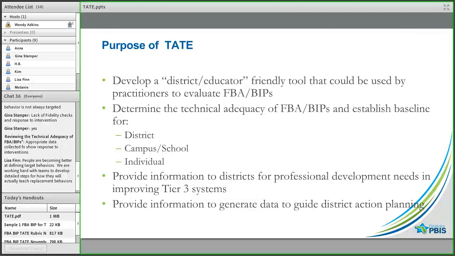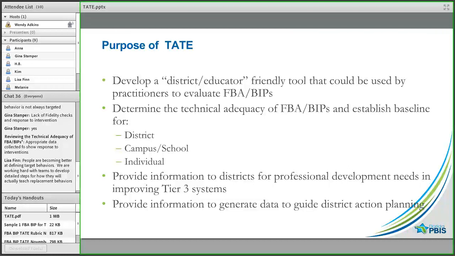So what we wanted to do, though, is we really had a goal of coming up with something that school districts could learn to evaluate and use so that they wouldn't have to depend on USF to come out and do it for them. So we tried to come up with a very district-friendly tool, and this will help districts or campuses or schools or even individuals, if we're coaching someone to learn how to implement FBA BIPs or facilitate them and then see how, if they continue to improve, it can be used as a baseline and a post and continuous progress monitoring tool for an individual person.